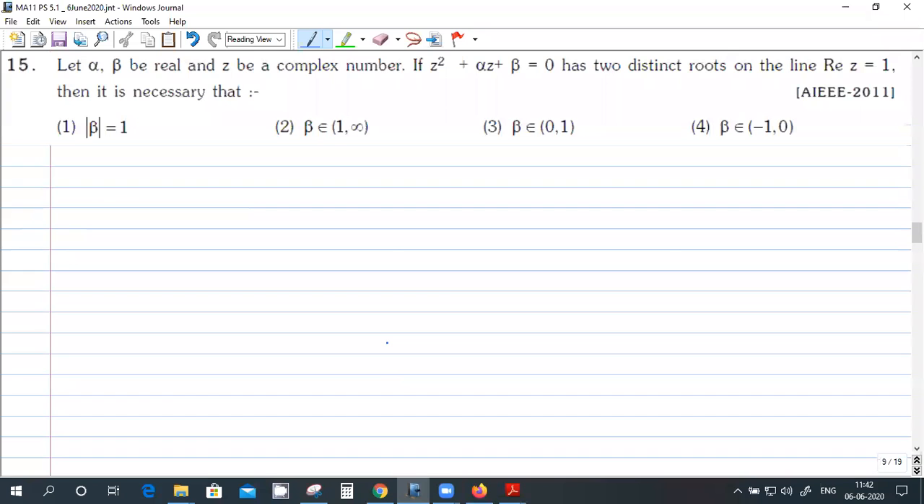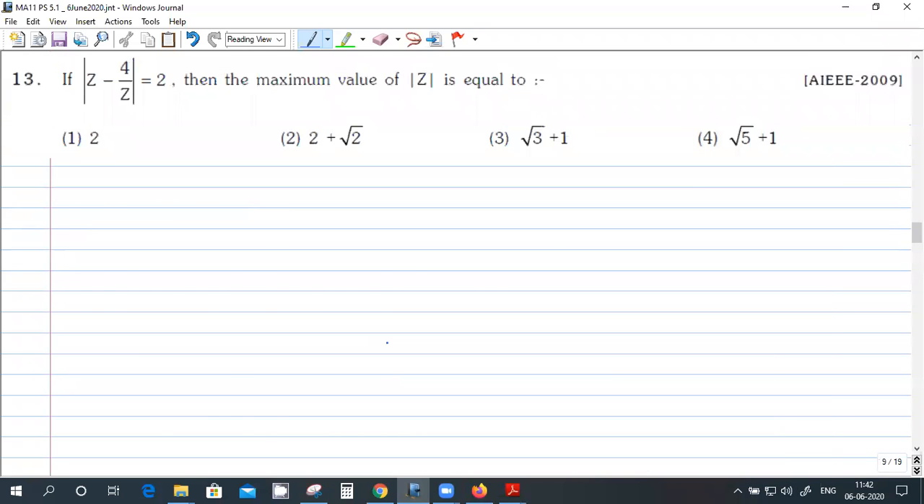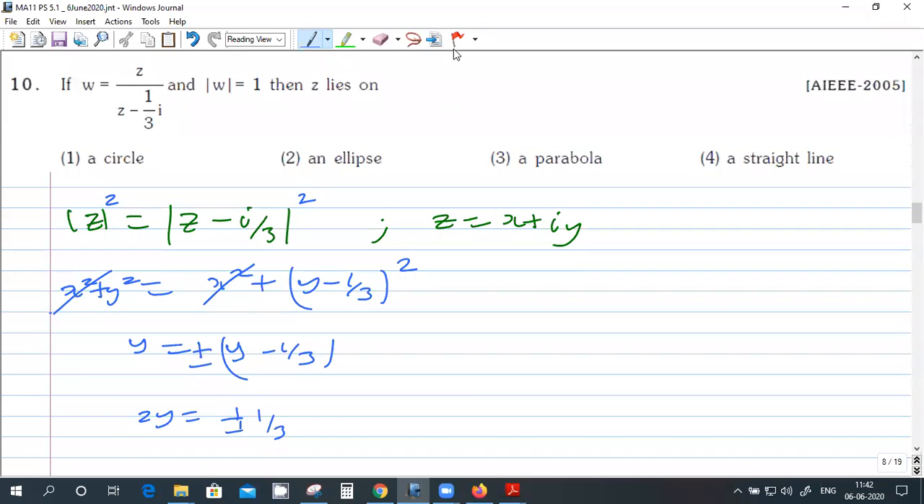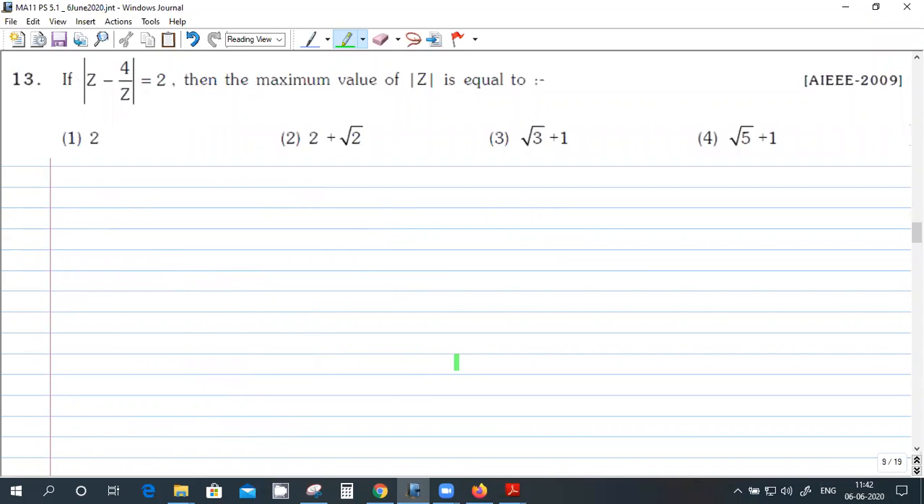Which question? 10. 10 is 4. Okay. Straight line is the answer. This is how we did, right? Yes, sir. Okay, try this one.